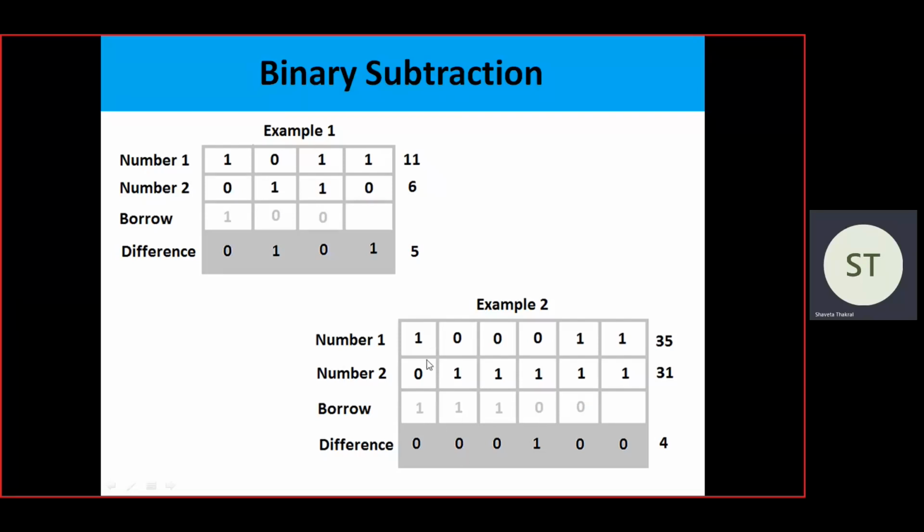And finally we have 1 minus 0, that is 1, and 1 minus 1, that is 0. So finally we get the difference as 0 0 0 1 0 0, and the binary equivalent here is 4. So the decimal equivalent of 100 is 4. So 35 minus 31 should come out 4 in decimal, and the binary equivalent is 100.